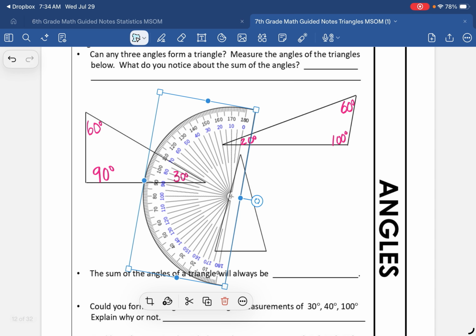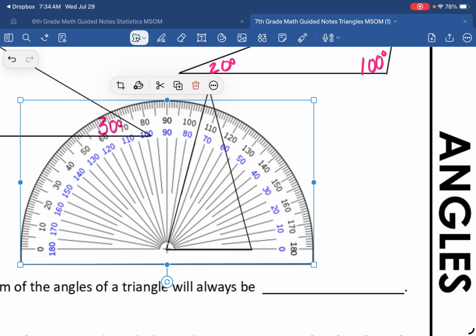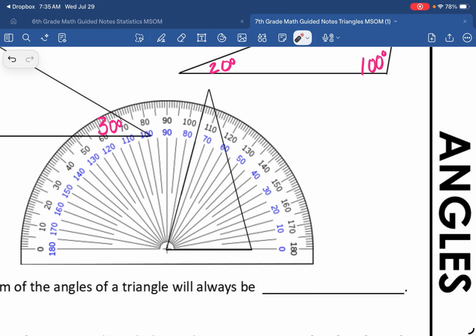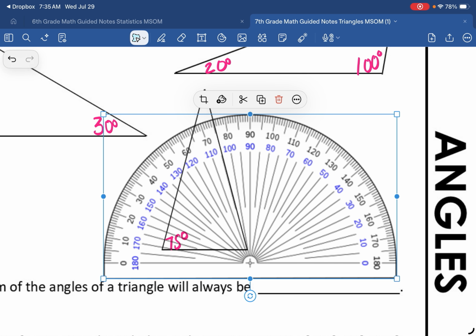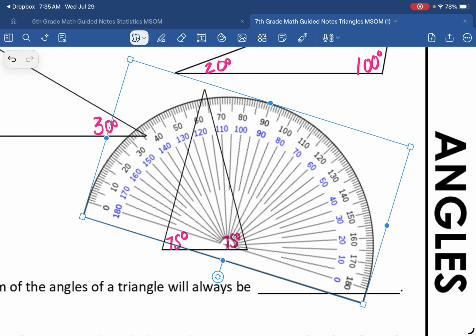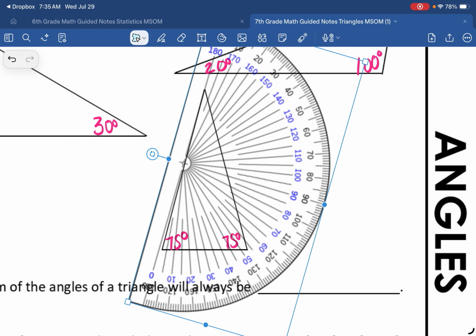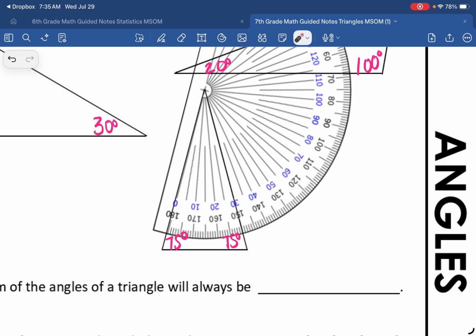Let's measure these angles down here at the bottom. Again, these are acute angles, so the number less than 90. If I look right here, this is right between 70 and 80, so that's going to be 75 degrees. Let's slide it over for the other angle. This is also 75 degrees. And then I need to turn it for this angle up here at the top. Line it up. This is an acute angle, so I'm going to be looking at 30 degrees.